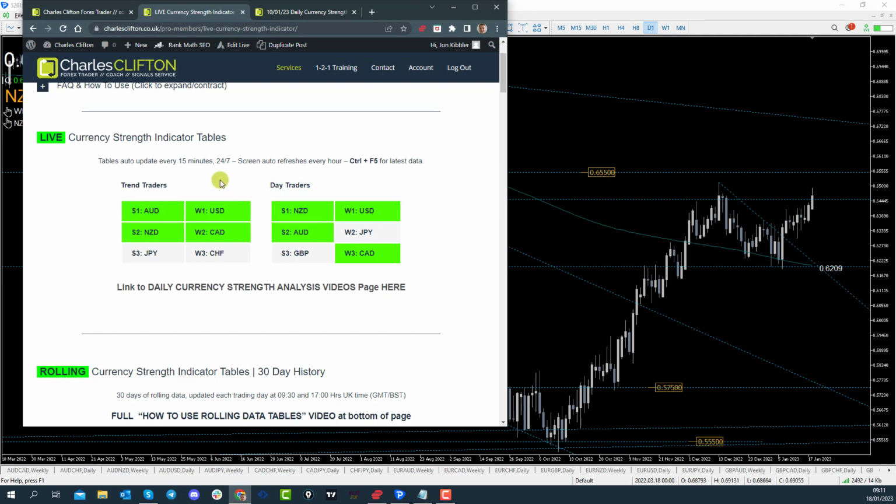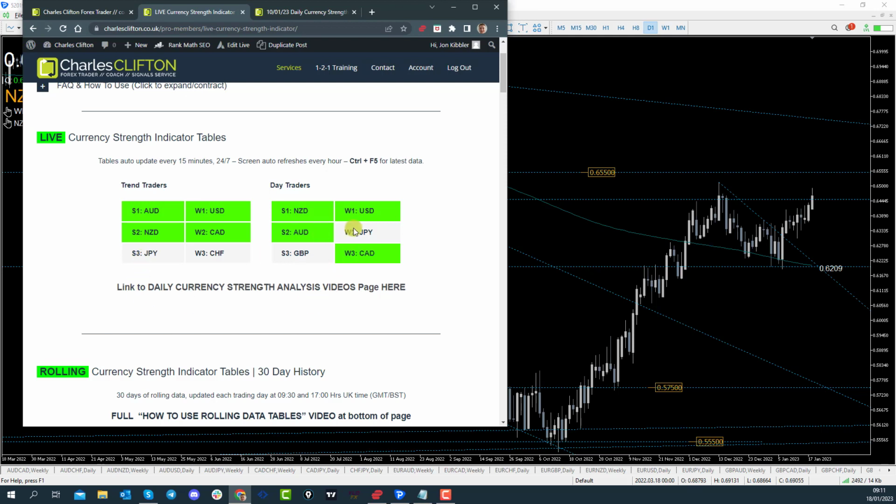So what are our currency strength indicator tables telling us today? Well, Aussie is topping the trend traders chart. It is the second strongest on the day traders. The New Zealand dollar is the second strongest on the trend traders but tops our day traders chart. And on the weak side, you've got the US dollar topping both tables. And we have the Canadian dollar at W2 on the trend traders, but W3 on the day traders.